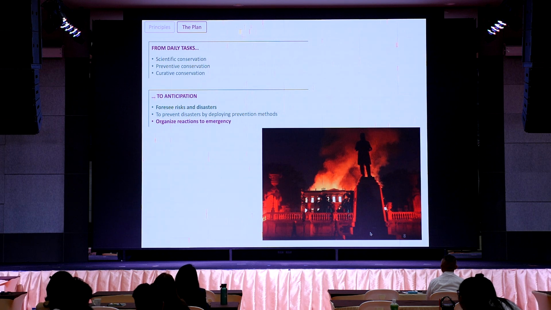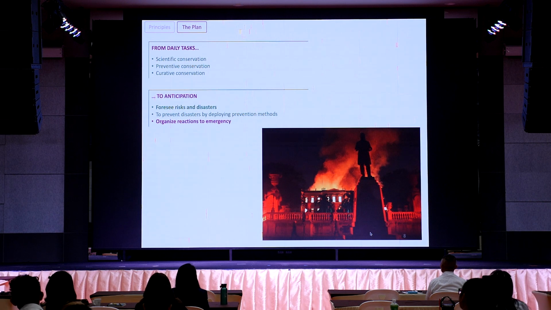And just to be sure what emergency I'm talking about here, I'll show you again these photos that maybe you all saw on the internet, which is the great fire of the Rio Museum. So this is what we are talking about. Emergencies that can come like that. You don't imagine it coming, but it's here, and you are ready for it. Fire, flood, whatever. So this is what we have to organize.